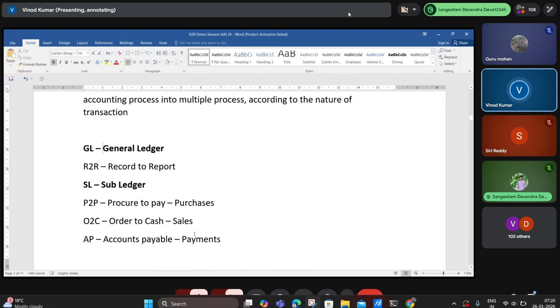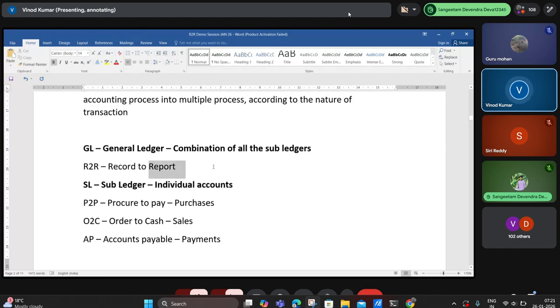Sub ledger, they divided into two teams. General ledger is a combination of all the sub ledgers, guys. So a sub ledger is an individual account. Okay. See here, let's understand: they divided into two different teams, general ledger and sub ledger.